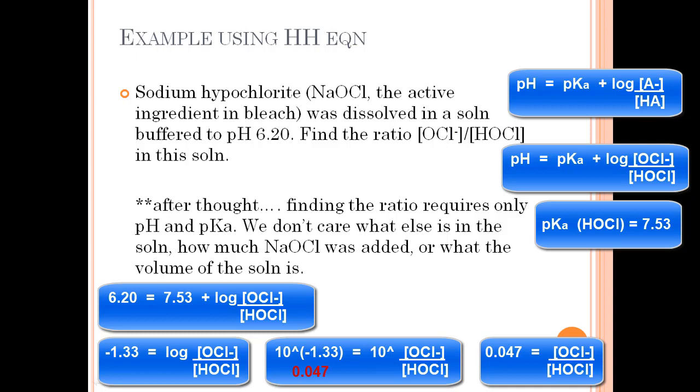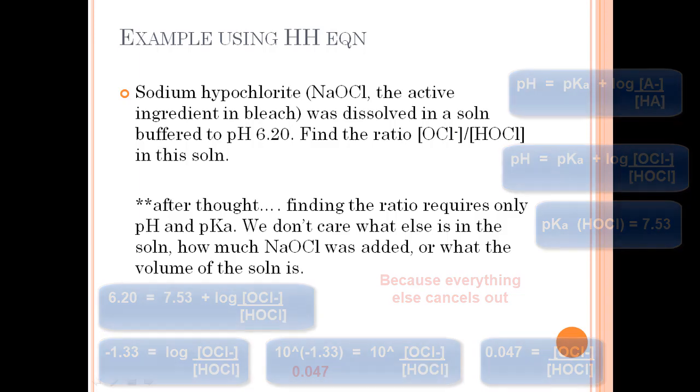0.047. So again, finding the ratio of the weak base to the weak acid requires only the information from your pH and your pKa. You don't care what else is in the solution, how much NaOCl was added, or what the volume of the solution is. It doesn't matter. All you need to know is pH and pKa. All right, let's move on.